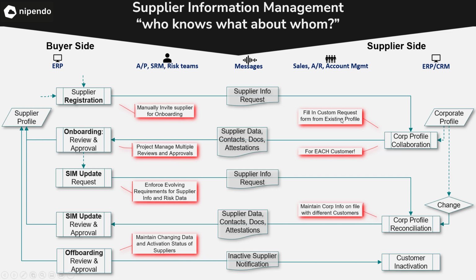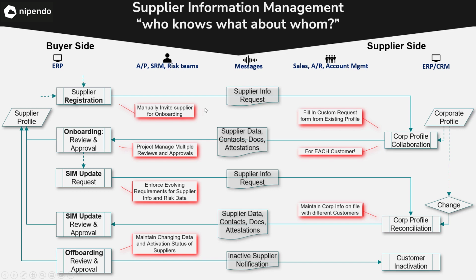So they have to fill in a custom request from existing information that they already have, and they have to do that for each customer, so times 100, let's say. So that's quite a bit of manual activity on the supplier side. And then, of course, they have to maintain their corporate info on file with different customers. So they need to know what do you know about me, Mr. Customer, and here's what's changed about that. So again, back to who knows what about whom and almost when they know that.